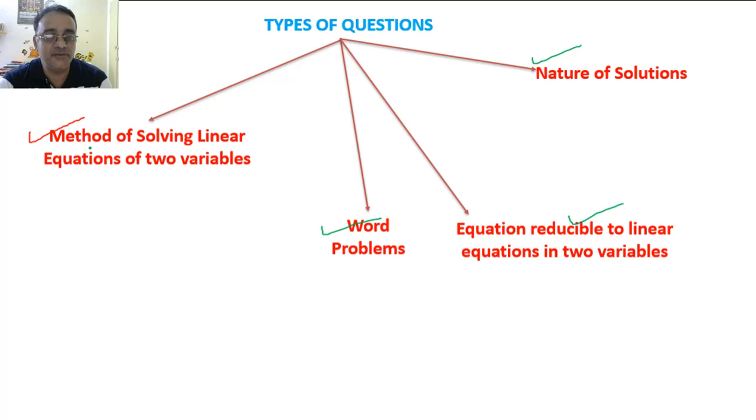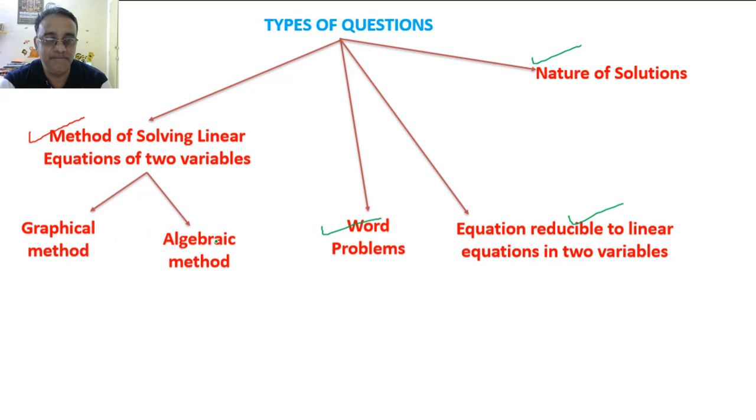Now in method of solving linear equations, we have two methods. One is graphical method, another is algebraic method. And in algebraic method, we are going to revise only two methods. One is substitution method and the second one is elimination method. Why? Because cross multiplication has been deleted for this academic year, right?